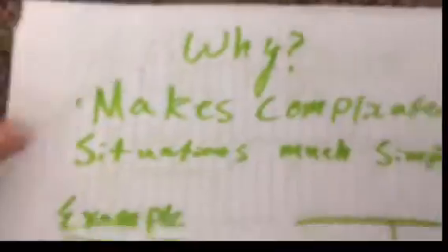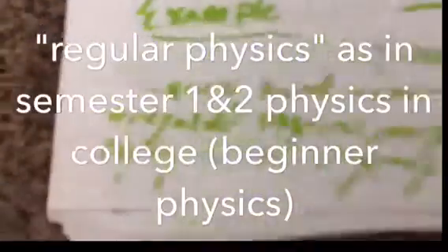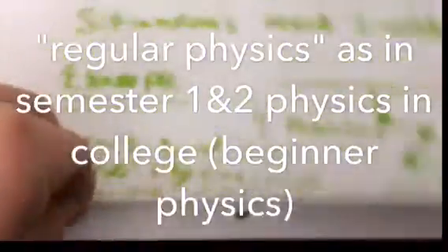So why do we use Lagrangian mechanics? Well, it makes very complicated situations much simpler, such as this 4-pendulum system here. That can get very, very complicated very quickly, and it would be very hard to describe this with regular physics, but very easy to describe with Lagrangian mechanics. So this is the actual equation, and you can see that this is a differential equation.